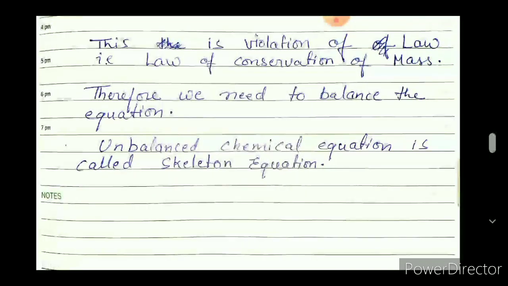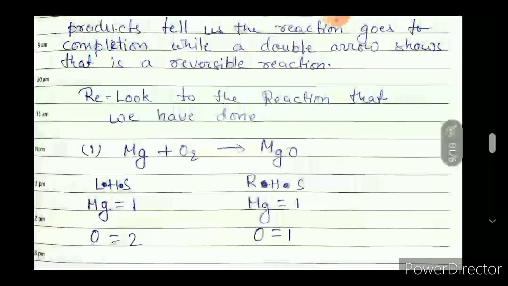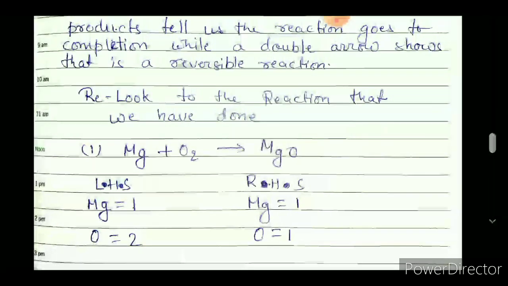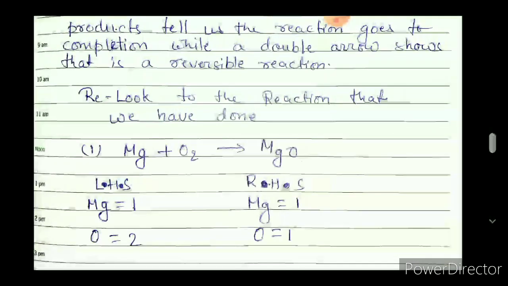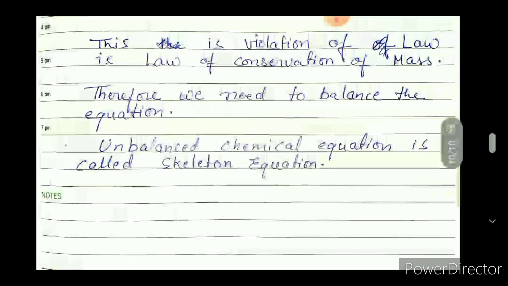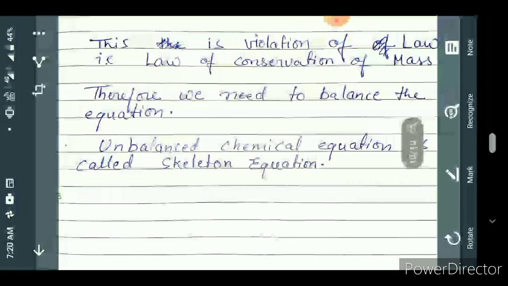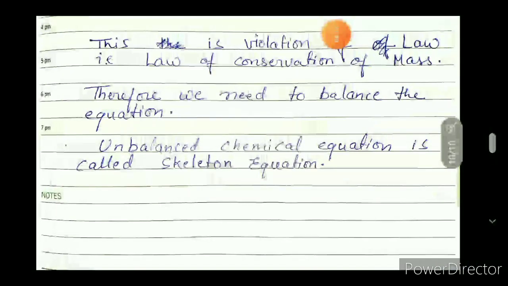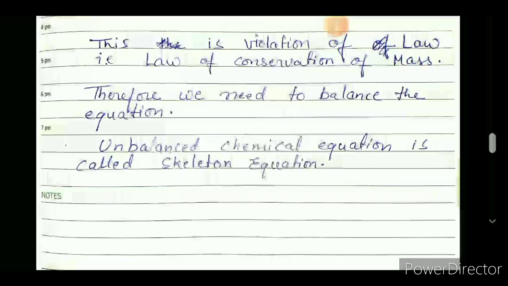Basically this equation is an unbalanced equation and needs to be balanced. We cannot leave an equation like this. An unbalanced chemical equation is also known as a skeletal equation. So let's do some balancing and see how we can do the balancing part. Let's go to that, and we will discuss it.